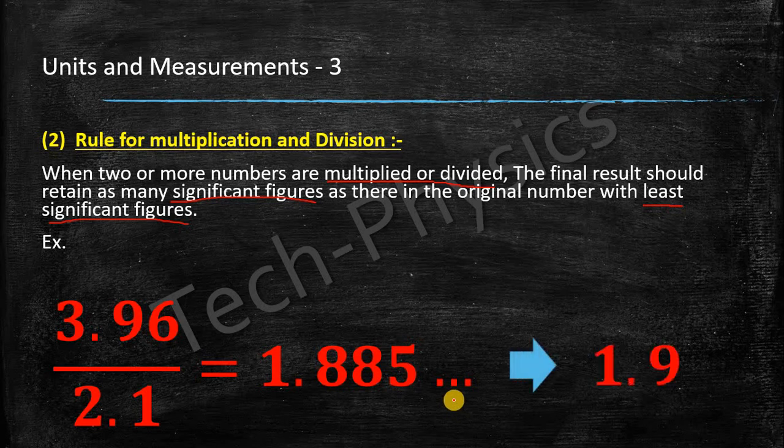So therefore our answer is 1.9. Here you can see that 1.8 has become 1.9, and this has become 1.9 because of the process called rounding off. We are seeing this process again and again. What is this rounding off? The question that will come to your mind is, what is rounding off? So let us see what rounding off is.